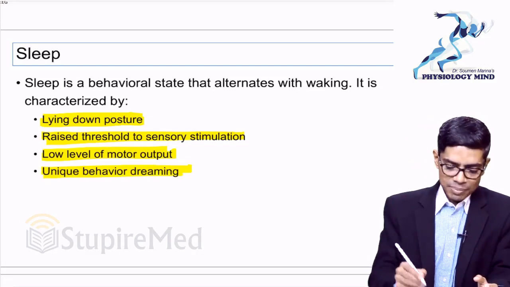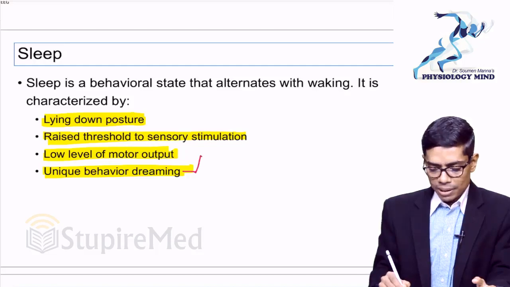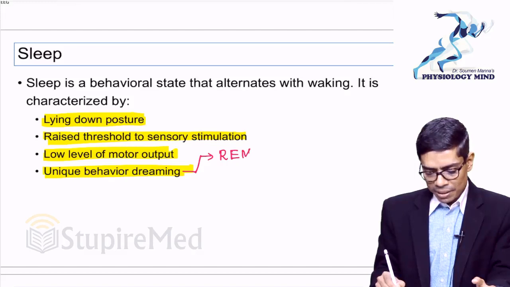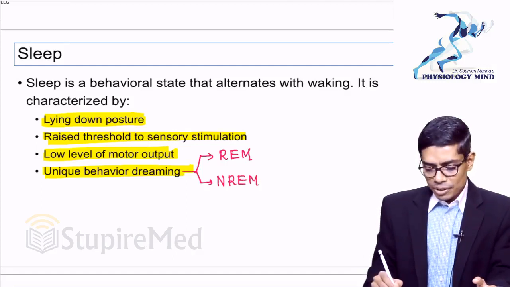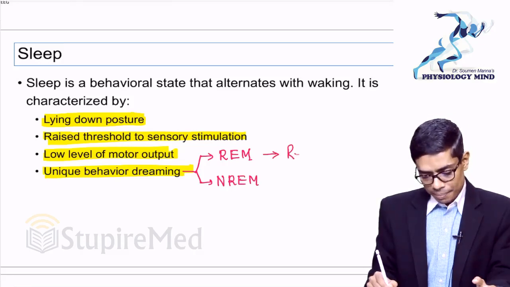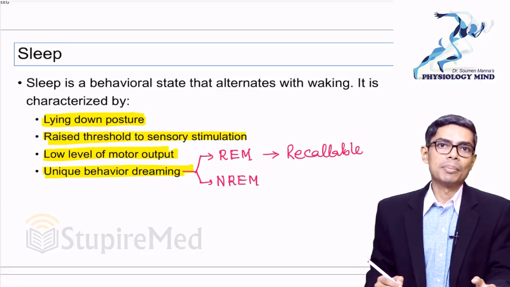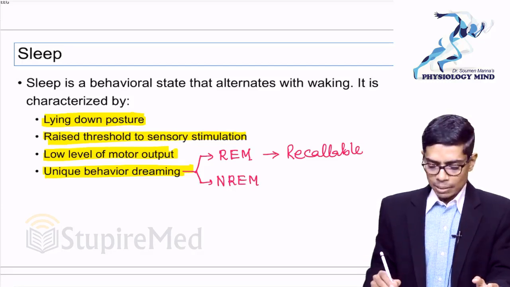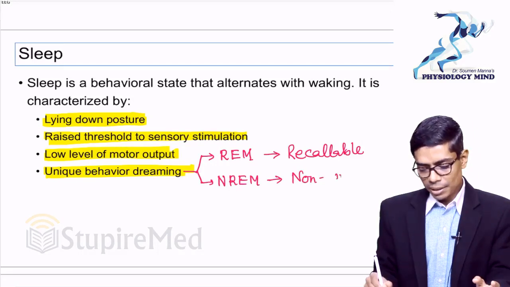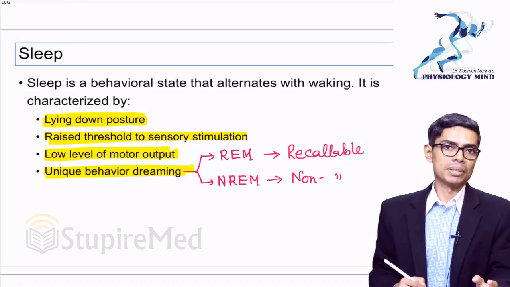Now, first MCQ: dreaming occurs in rapid eye movement sleep also, as well as non-REM sleep also. But the dream which occurs in REM sleep is a recallable dream. Recallable dream means you can remember the dream in the morning after getting up from the bed, but a non-REM dream is non-recallable, you will not be able to remember.